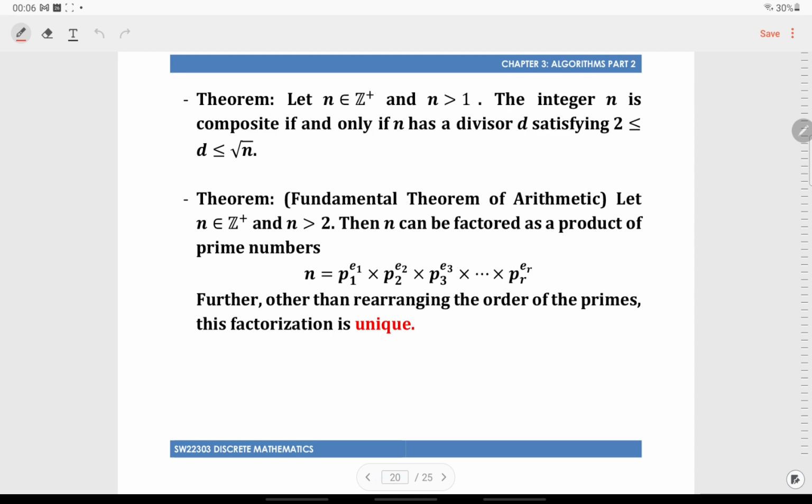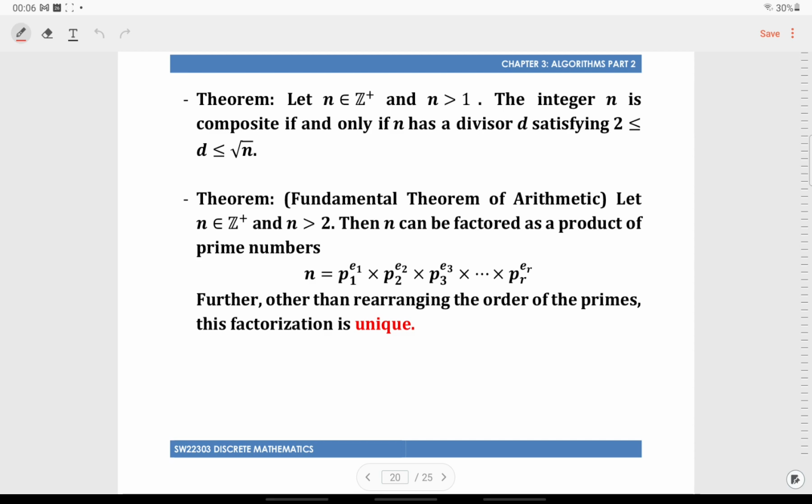Okay. So according to this theorem, let's say we have a positive integer n, where n is greater than 1. The integer n is composite if and only if n has a divisor d satisfying that d is located between 2 and the square root of n, that is, 2 less than or equal to d less than or equal to the square root of n. If this divisor exists, that means n is a composite number.